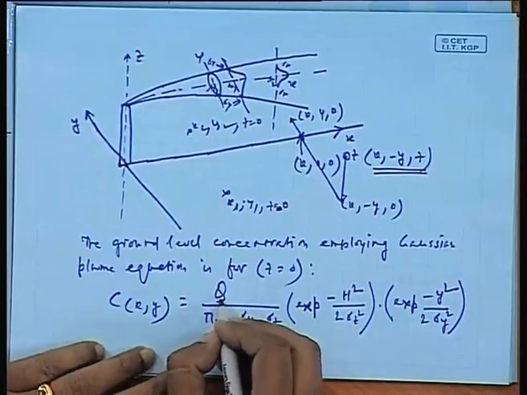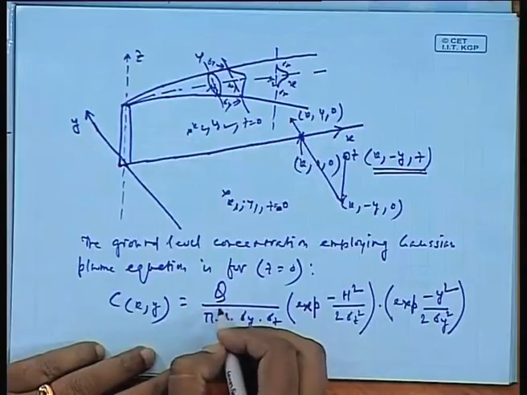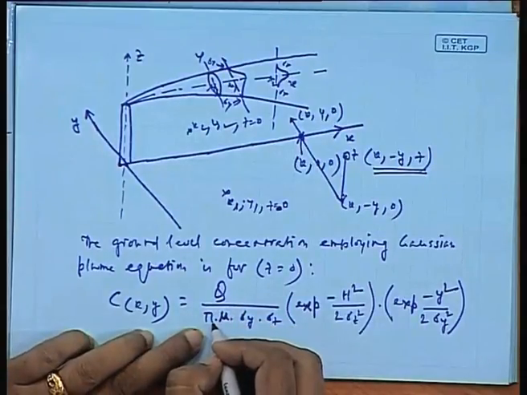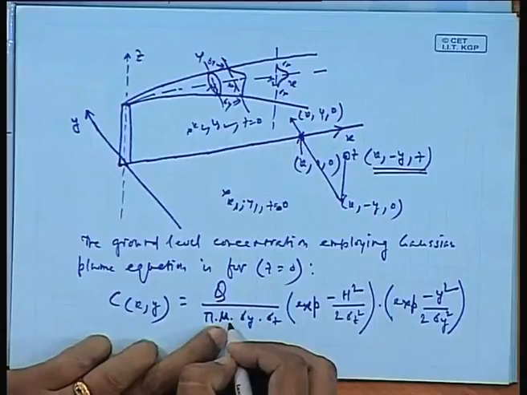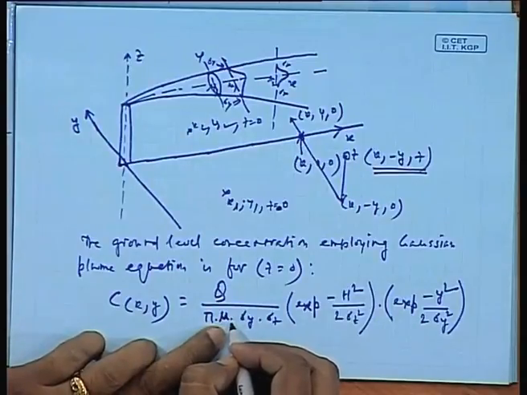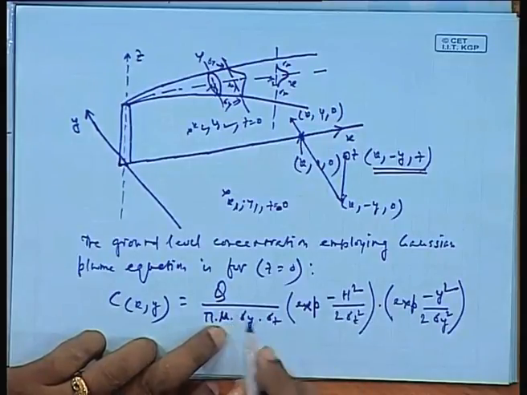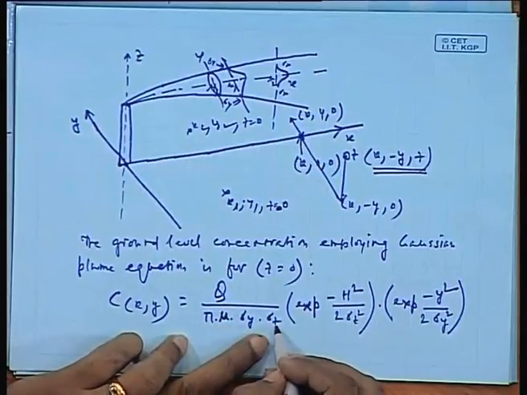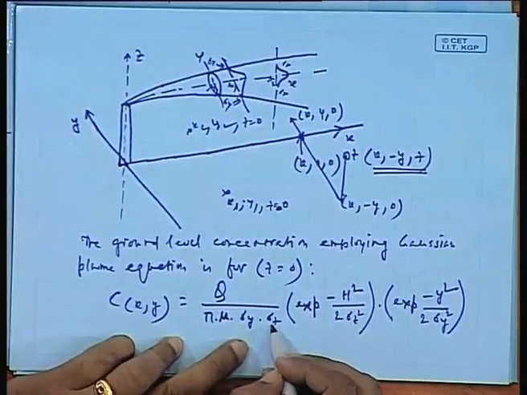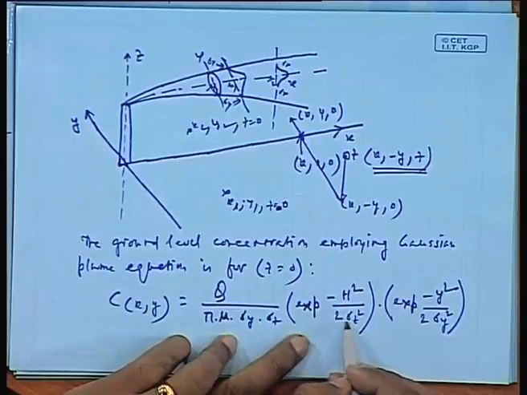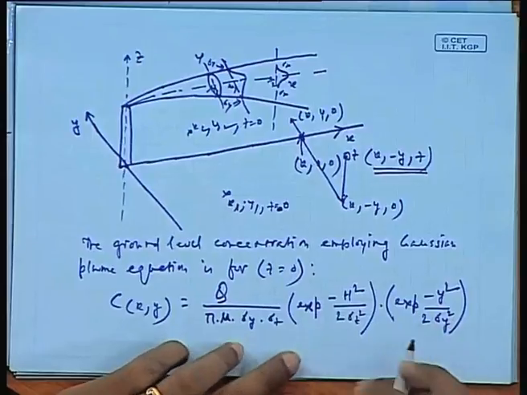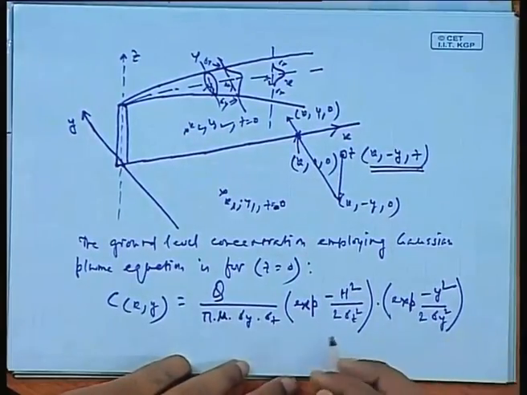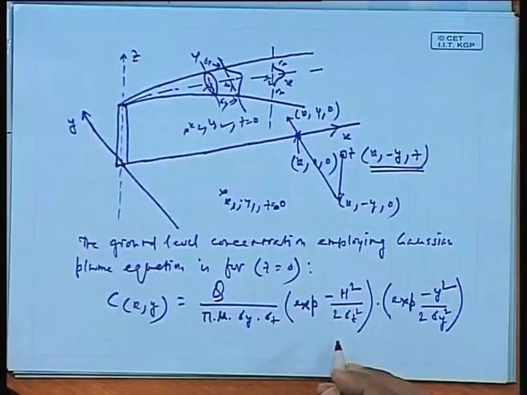Let me repeat it again. This is q, the quantity that would be discharged; pi is, as you know, 22/7; u is the velocity, the average velocity at the stack height level. I'll come back to that. Then sigma y and sigma z, then exponential of minus h square divided by 2 sigma z square, and minus y square divided by 2 sigma y square. Okay. Having known this, let me explain these parameters in more detail.